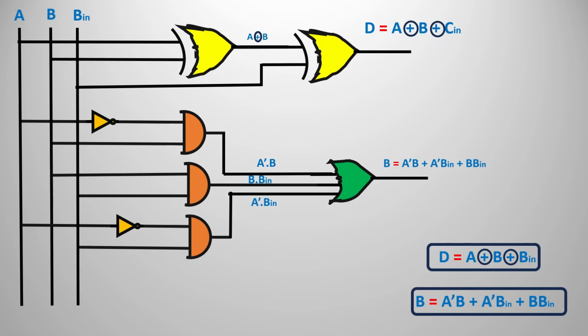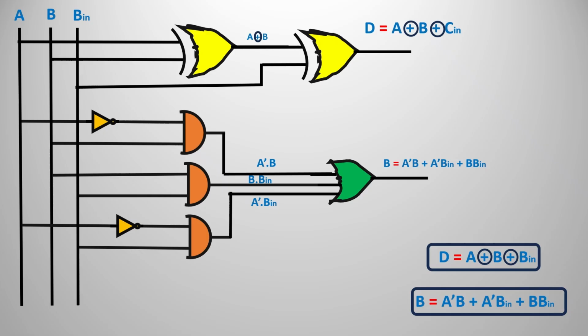So this is the second diagram for the borrow output expression according to the K-map. You can observe that according to the formula, that is A bar B plus A bar B in plus B B in, I have formulated a circuit. Looking at it, it seems somewhat hard, but it is easy. Now I will explain how. According to the inputs, there are three variables, that is A, B, B in. We have three variables, so I am taking three lines.